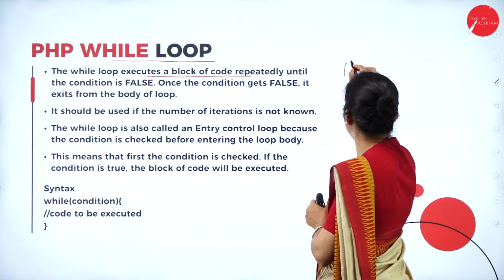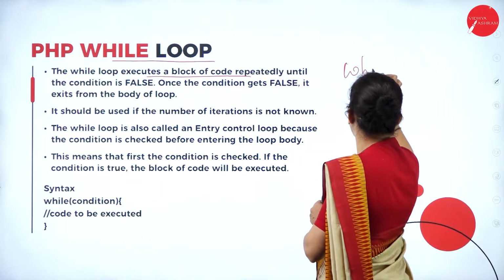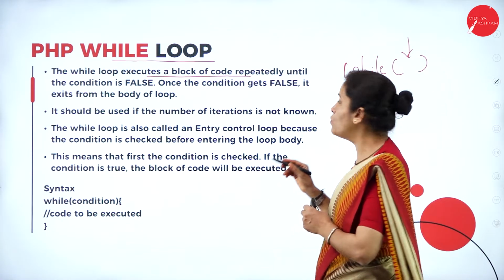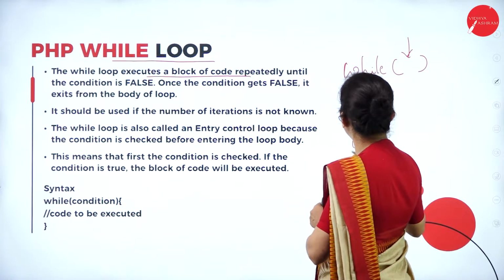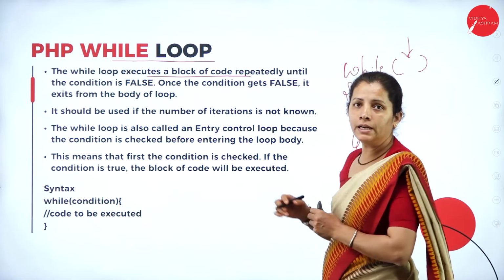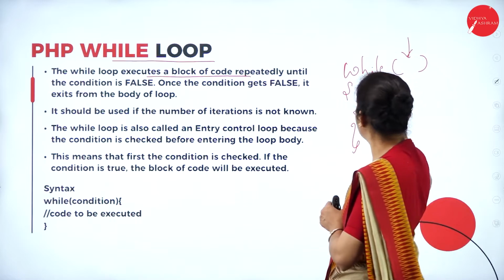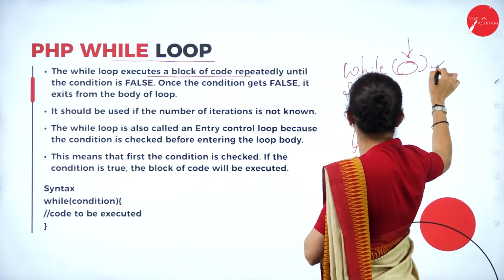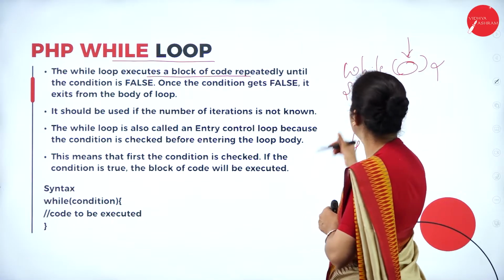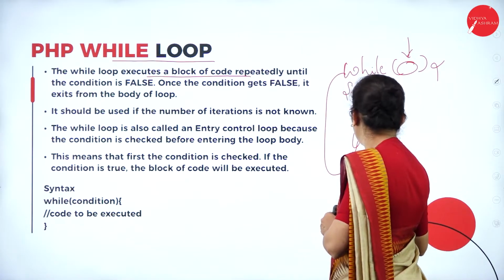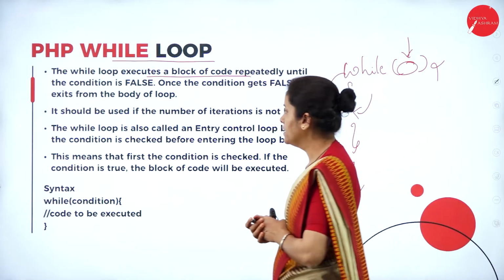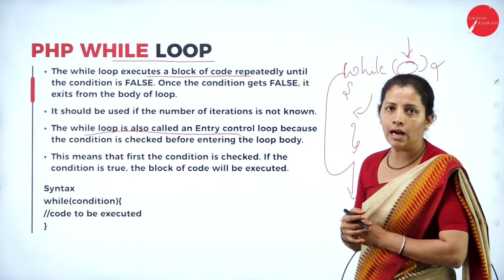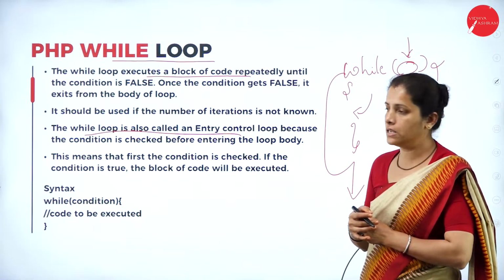So you have while, and you have some condition. If this condition is true, what you're going to do? Repeatedly, you're going to execute the statements which are present in this while block. When this condition becomes false, what is the meaning? You're going to exit from the body of the loop. This while loop is also called entry control or pre-testing loop.